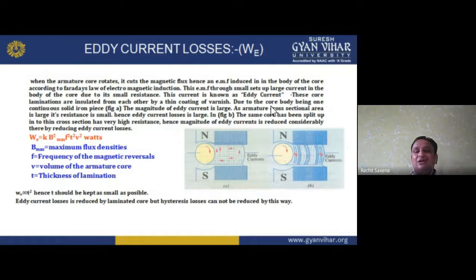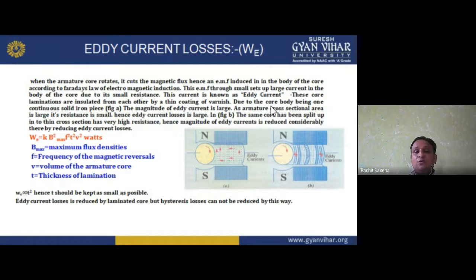So in eddy current loss, we use what? The laminations are insulated from each other by a thin coating of varnish. When the core body is one continuous solid iron piece, as in figure A, the magnitude of eddy current is very large. As the armature cross-section area is large, resistance is small. Resistance is rho L by A, inversely proportional to the area. Hence, eddy current loss is large.